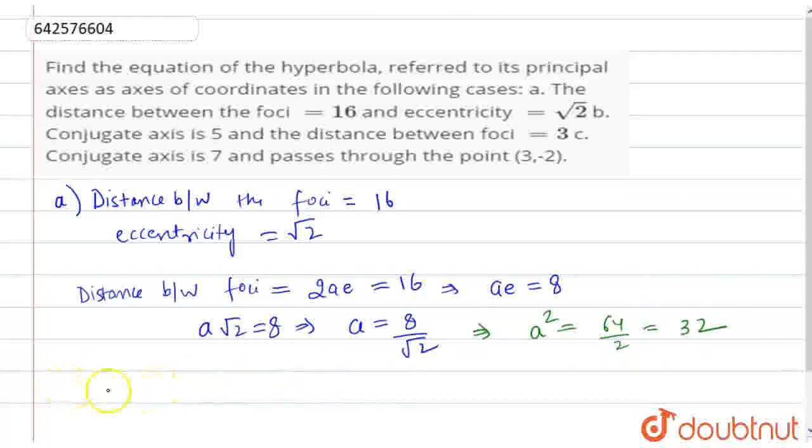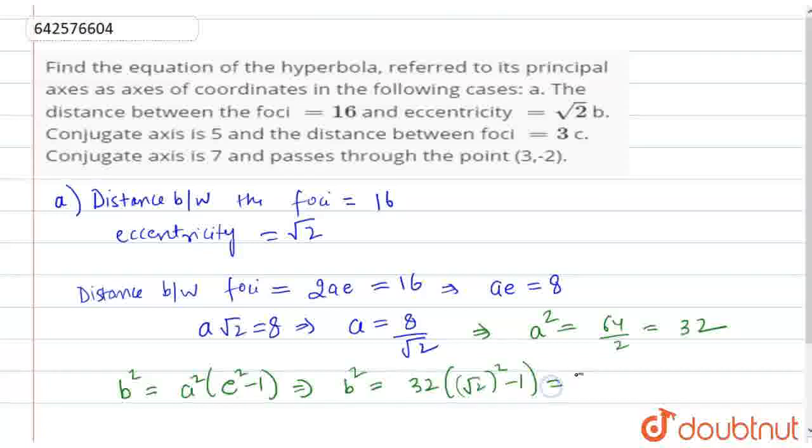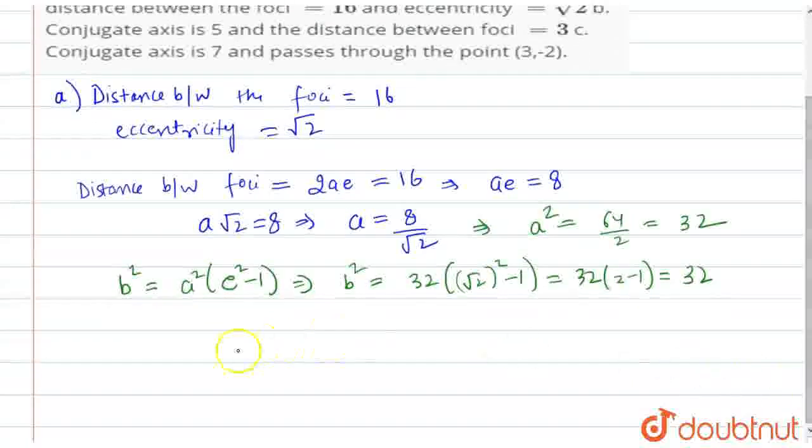Now we know that B square is equal to A square into E square minus 1. So B square will be equal to 32 multiply by root 2 whole square minus 1. So 32 into 2 minus 1 will be equal to 32. So A square is equal to 32 and B square is also equal to 32.